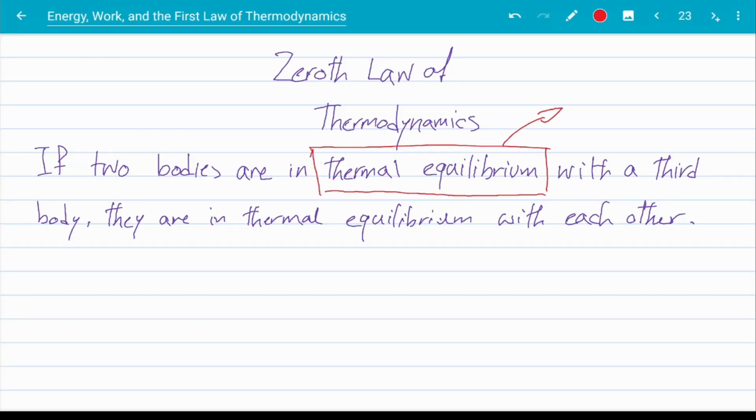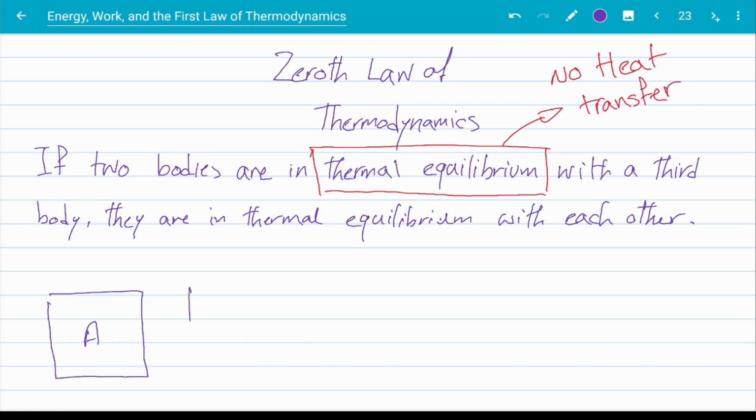First, let's start with the definition of thermal equilibrium. Thermal equilibrium means that there is no heat transfer happening between the two systems. The reason that two systems don't have heat transfer is because they have the same temperature.